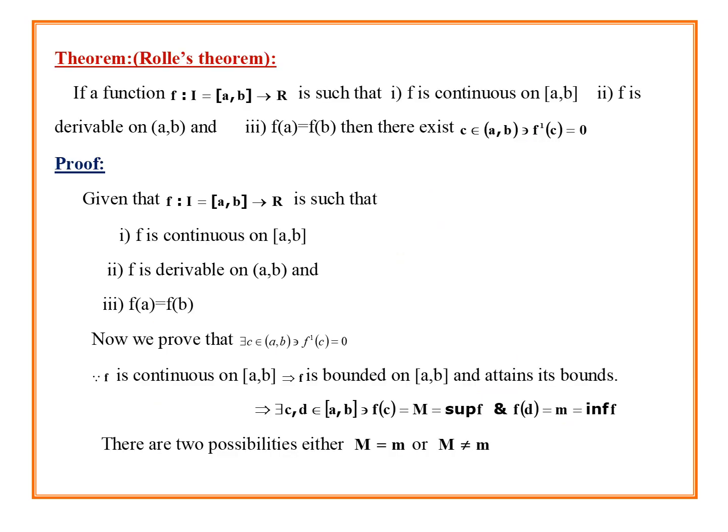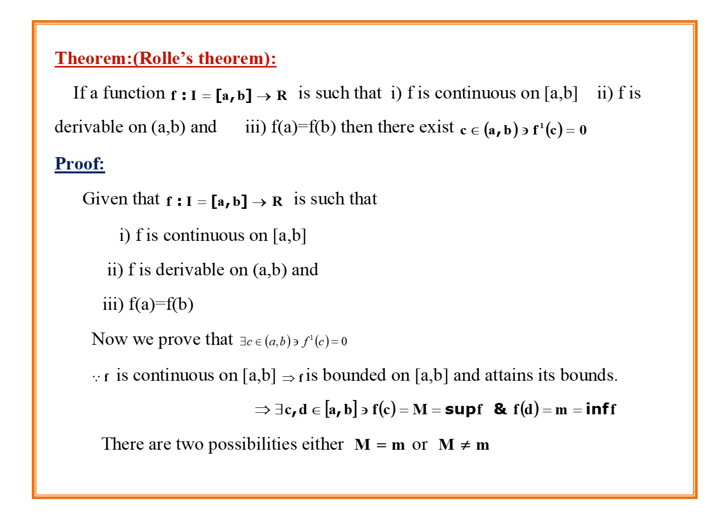Now we are going to discuss the most important theorem in differentiation, that is Rolle's theorem. What is the statement of Rolle's theorem? If a function f mapping from closed interval [a,b] to R is such that, first, f is continuous on closed interval [a,b], second, f is derivable on open interval (a,b), and third, f(a) is equal to f(b), then there exists an element c belonging to open interval (a,b) such that f'(c) is equal to 0. This is the statement of Rolle's theorem.